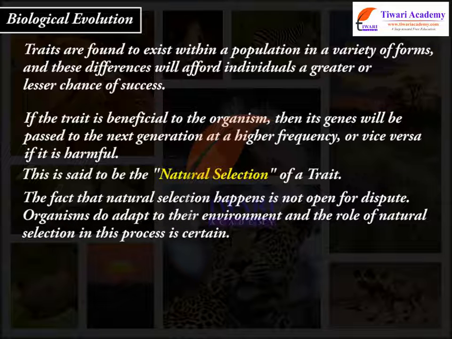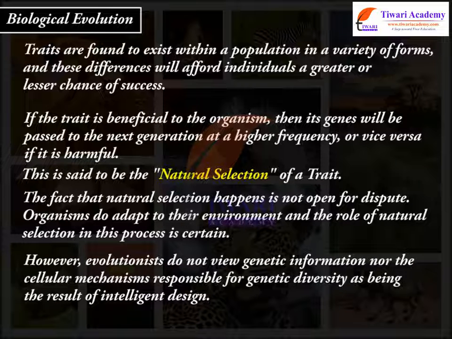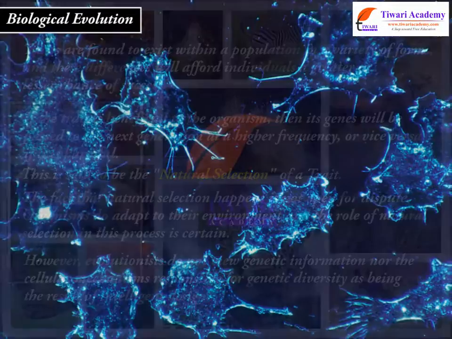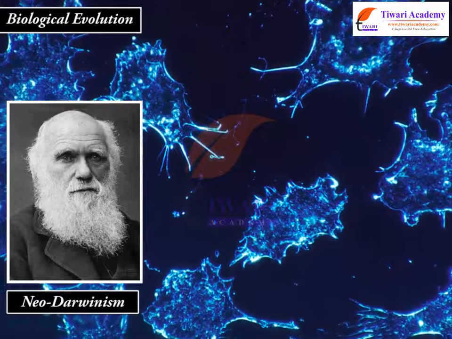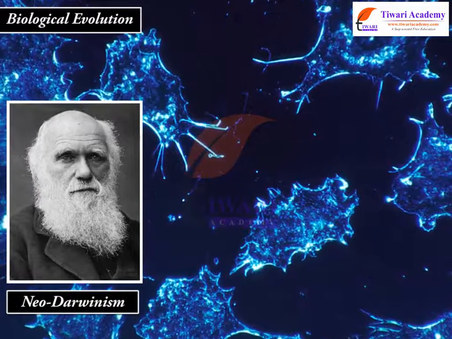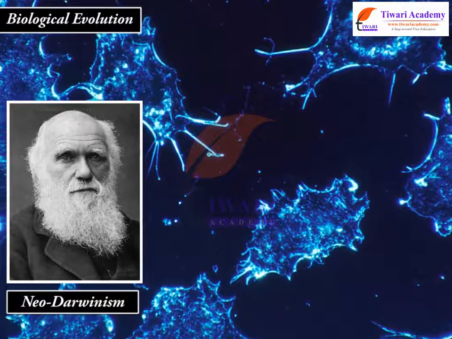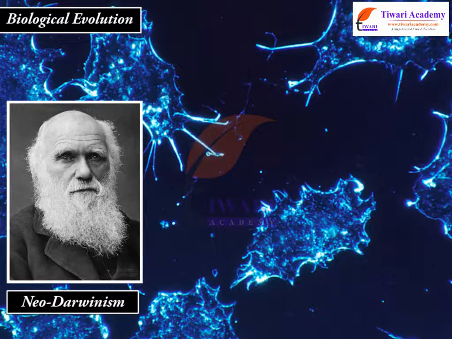The fact that natural selection happens is not open for dispute. Organisms do adapt to their environment, and the role of natural selection in this process is certain. However, evolutionists do not view genetic information nor the cellular mechanisms responsible for genetic diversity as being the result of intelligent design. Neo-Darwinism assumes that random mutations are responsible for this information or the variability from which nature selects.